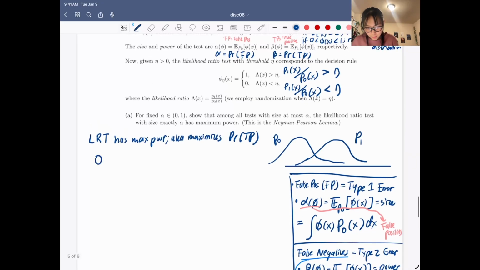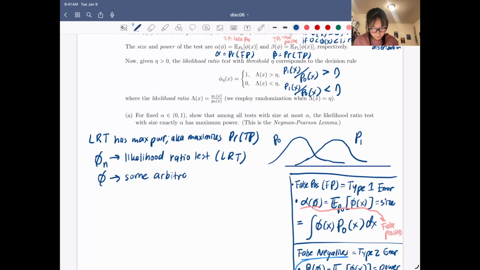And so I'm going to define two variables. phi1 is our likelihood ratio test, LRT, and phi is some arbitrary other test. Essentially we want to show that the power of this is always smaller than the power of that, or the power of the likelihood ratio test is always greater than any other test, so it must have maximum power.